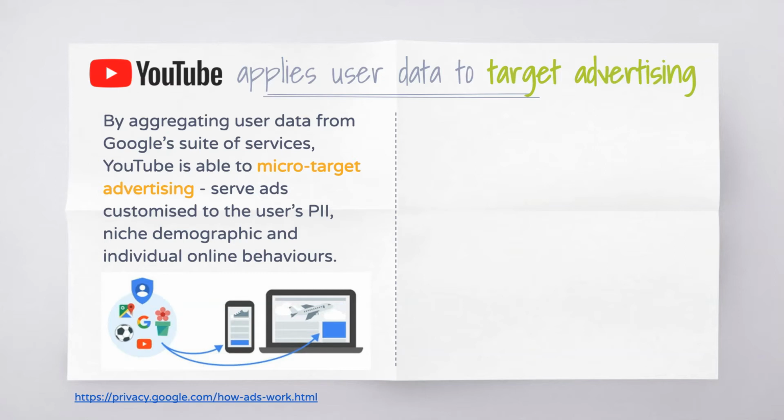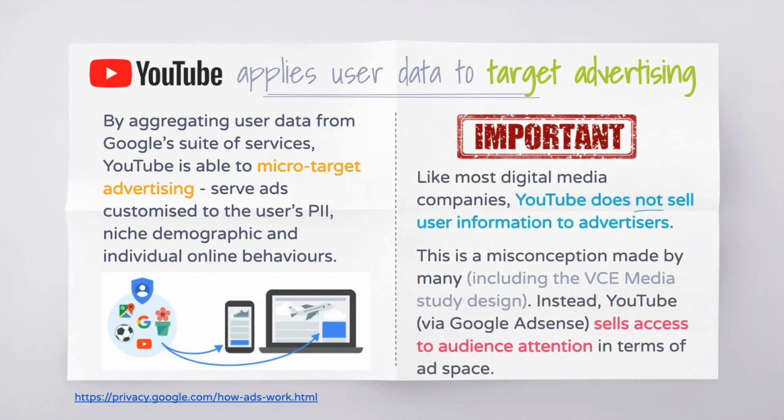When we're talking about this use of data for advertising, it is really important to note that YouTube, like most digital media companies, does not sell user information to advertisers. This is a really common misconception made by many people, including the VCE Media Study Design. Unfortunately, the claims made by the study design are actually incorrect, because instead YouTube via Google AdSense sells access to audience attention in terms of the ad space. They do not on-sell audience data to the advertiser.